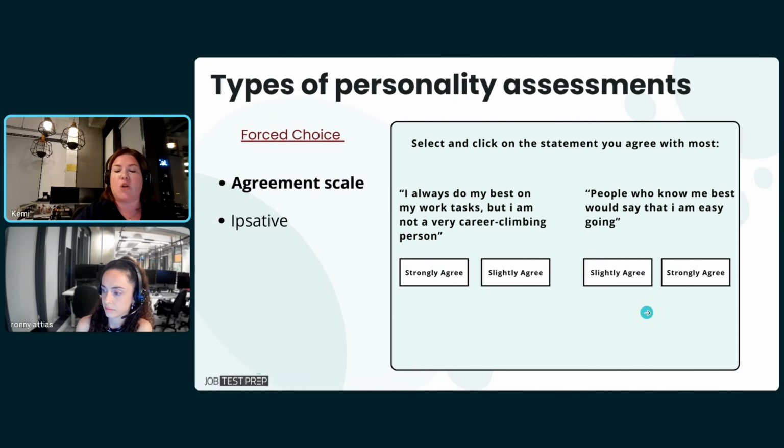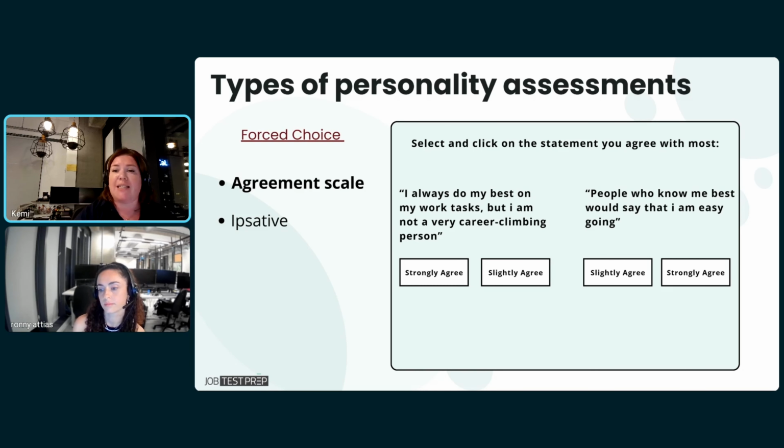So let's talk a little bit about each statement. "I always do my best on my work tasks, but I am not a very career climbing person." This statement is linked to the ambition scale, how career driven you are. And specifically, this statement will be on the low side of the ambition scale. Someone who is less career driven, less concerned with getting ahead in their career.